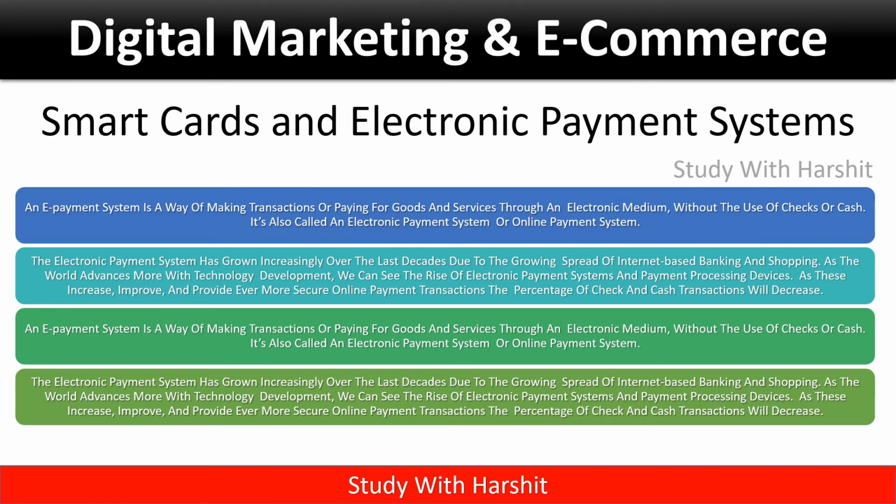An e-payment system is a way of making transactions or paying for goods and services through an electronic medium without the use of checks or cash. It is also called an electronic payment system or online payment system. The electronic payment system has grown increasingly over the last decade due to the growing speed of internet based banking and shopping. As the world advances with technology development, we can see the rise of electronic payment systems and payment processing devices. As these increase, improve, and provide ever more secure online payment transactions, the percentage of check and cash transactions will decrease.